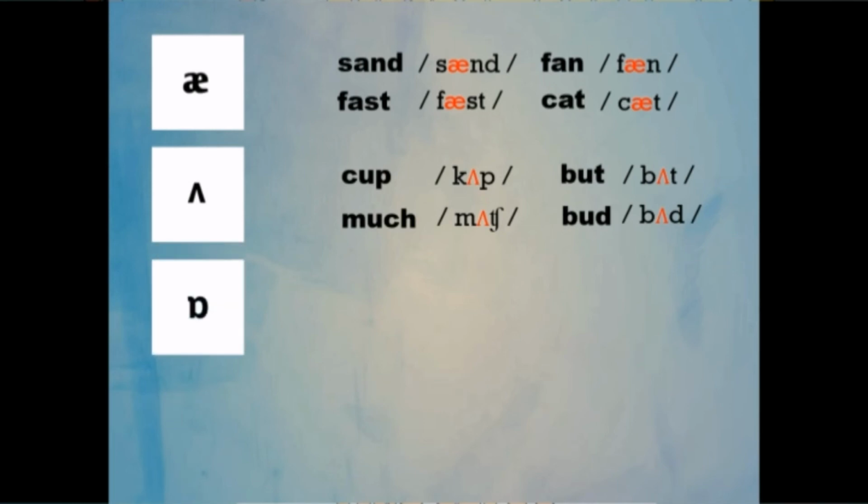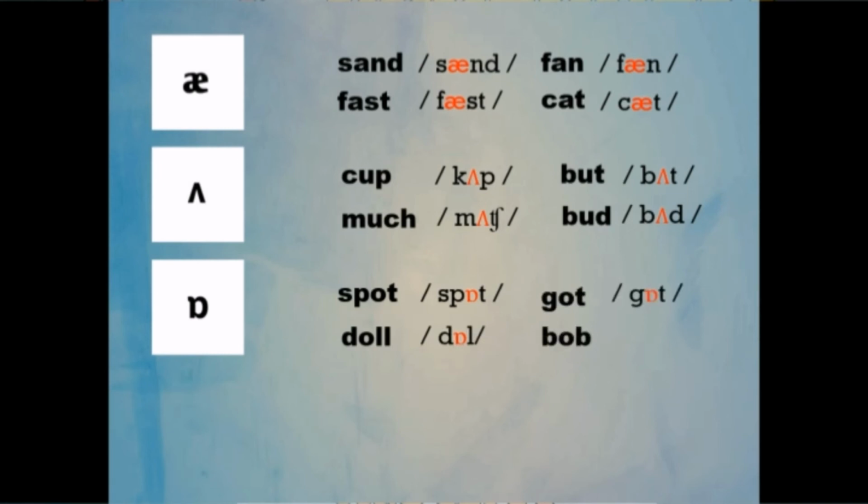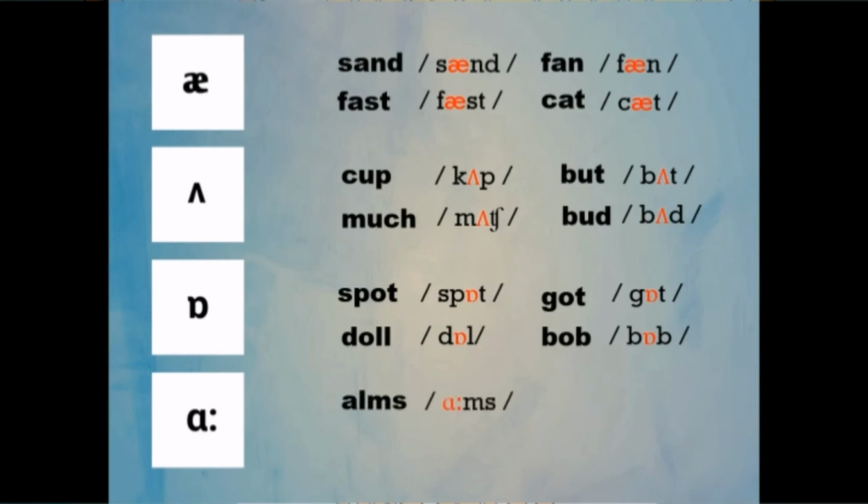This symbol is O, as in spot, dull, got, bob. And lastly, this is ah, as in arms, hot, calm, far.